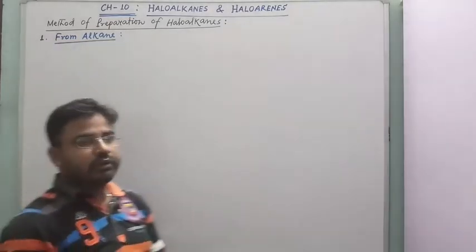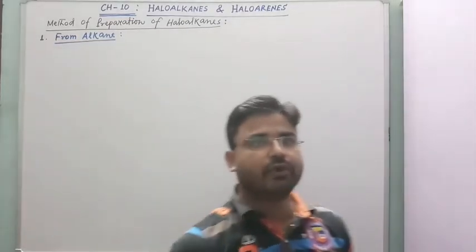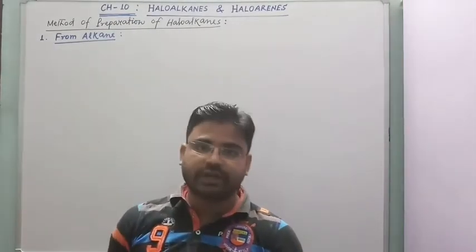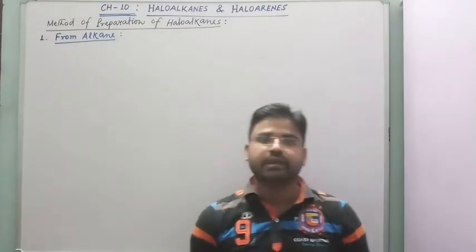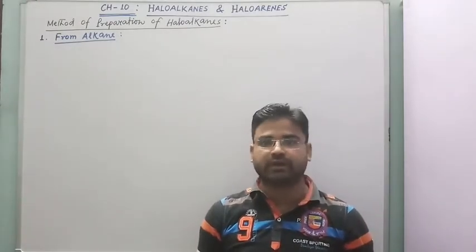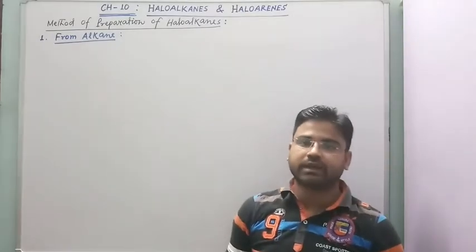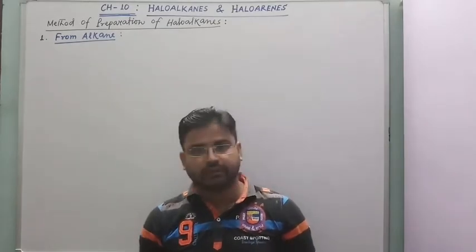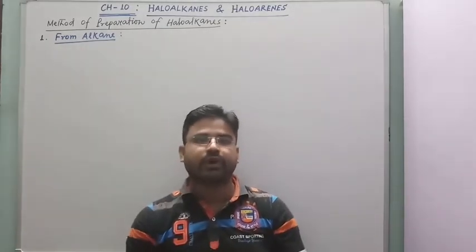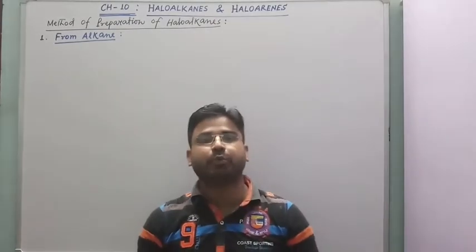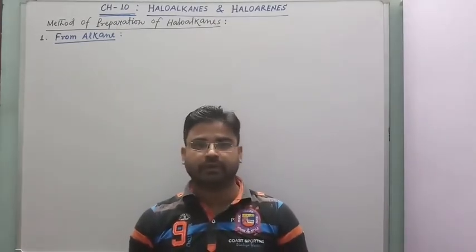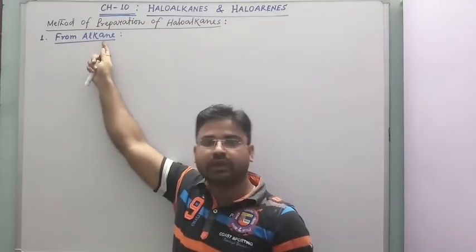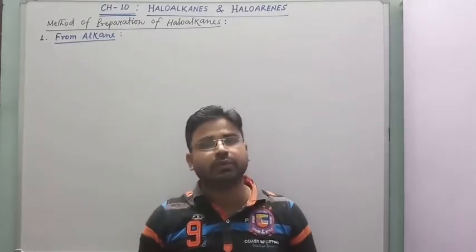So how can you prepare a haloalkane from an alkane? When an alkane is treated with halogens in presence of UV light, ultraviolet light, or at a temperature between 520 to 600 Kelvin, then a mixture of monohalogen derivatives and polyhalogen derivatives are formed. So when an alkane reacts with halogens in presence of UV light.